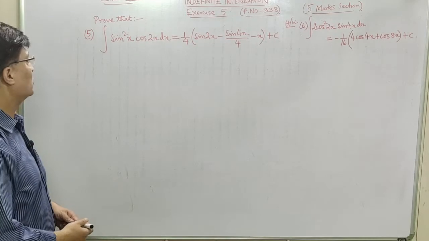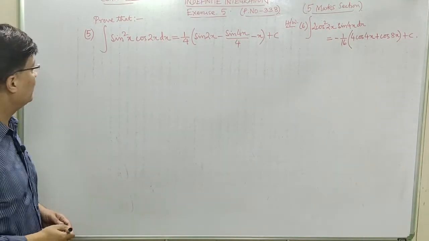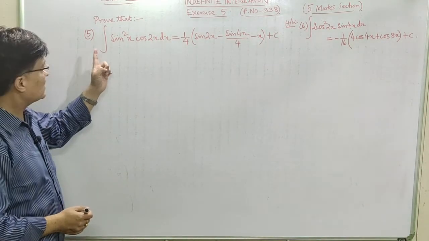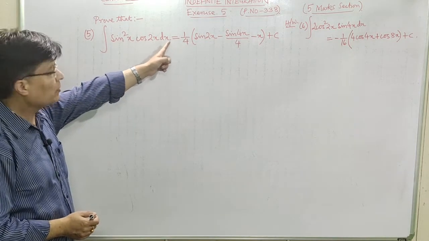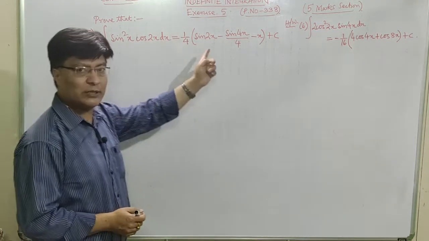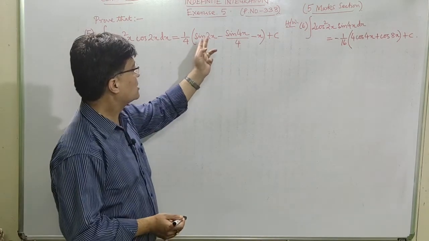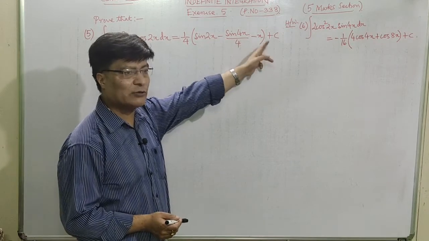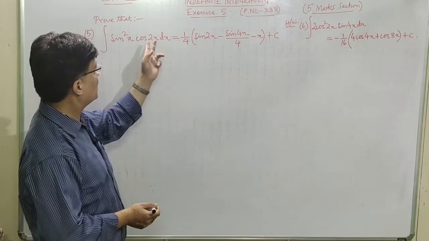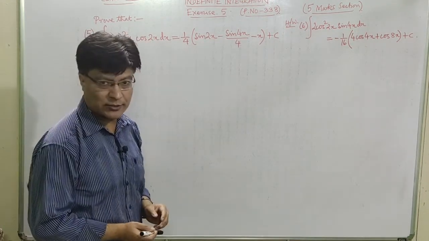So now we'll do the next question, that is question number 5. You have to prove that the integration of sin²x cos 2x dx is equal to 1/4 times (sin 2x minus sin 4x by 4 minus x) plus C. You prove that LHS is equal to RHS.